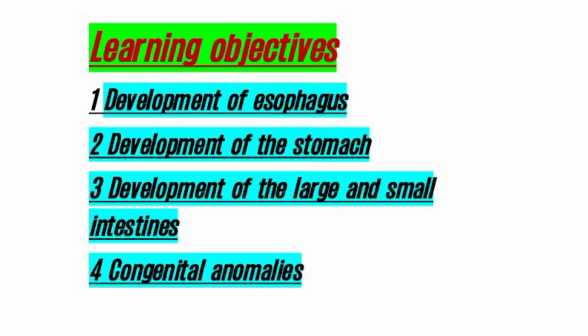Now, let's start with the first objective, the development of the esophagus. The esophagus is formed from the foregut segment of the primordial gut tube, so it is one of the foregut derivatives. The respiratory diverticulum forms from the ventral aspect of the foregut. So it begins with the formation of this respiratory diverticulum.